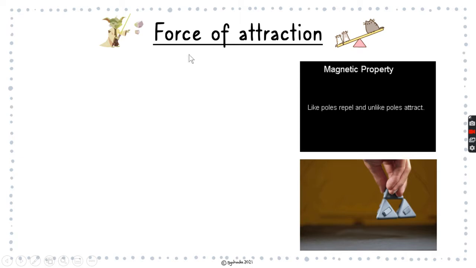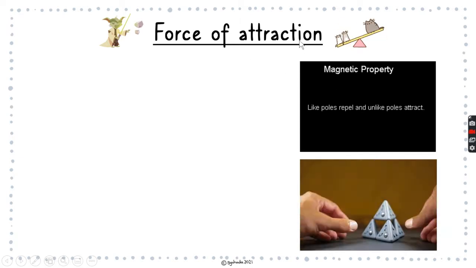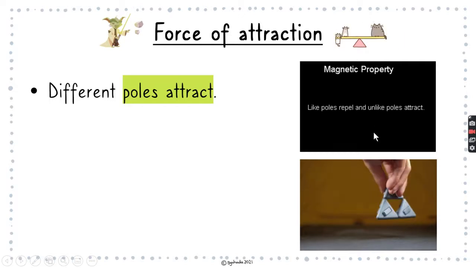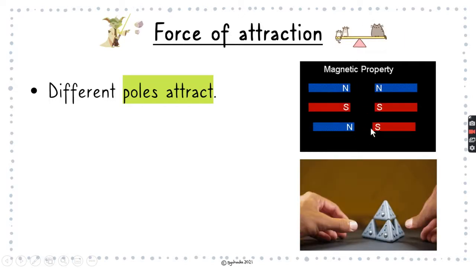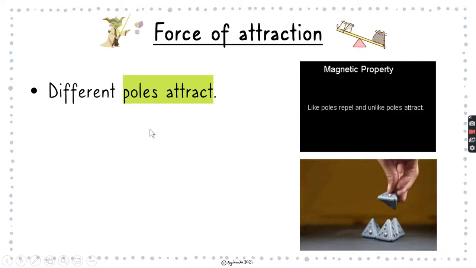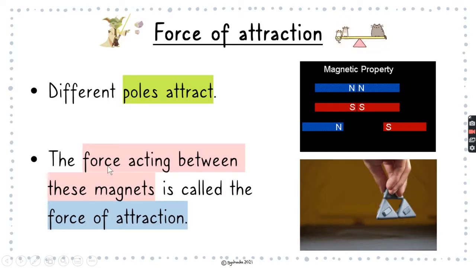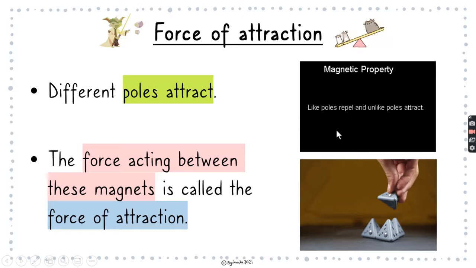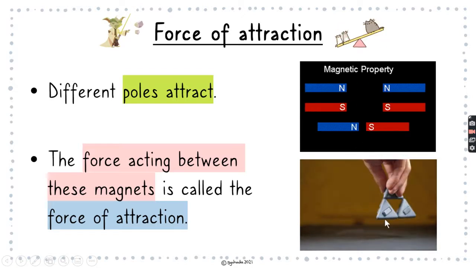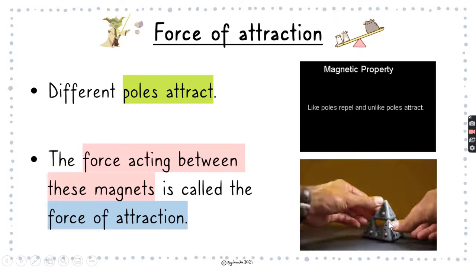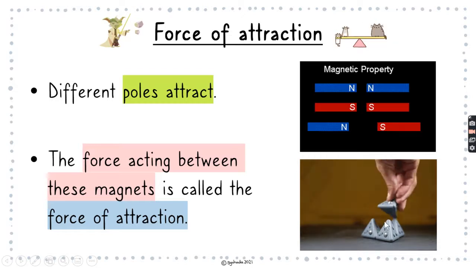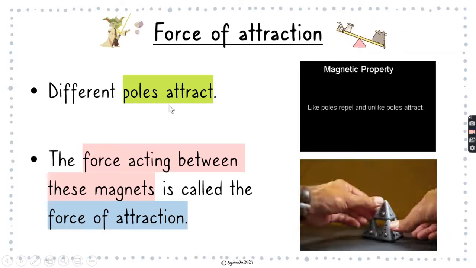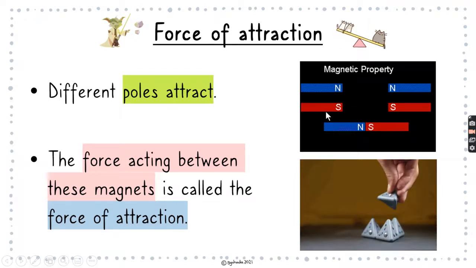So a magnetic property can either be a force of attraction. Different poles would attract. Let's see this GIF again here. North and south would attract each other. So different poles attract, and this is a force acting between magnets called the force of attraction. For example, over here, they're attracting each other. That means the surfaces here are unlike poles, so different poles attract.